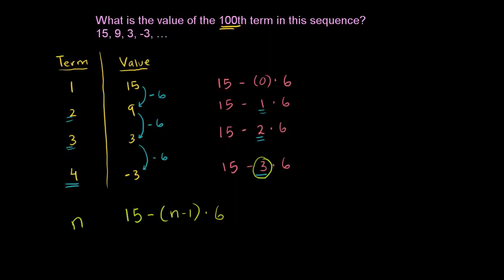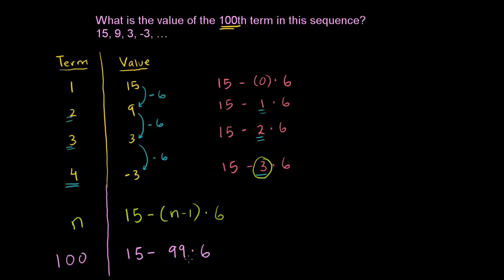The 100th term in our sequence, I'll continue our table down, is going to be 15 minus 100 minus 1, which is 99, times 6. I just followed the pattern. For 1, you had a 0 here. For 2, you had a 1. For 3, you had a 2. For 100, you're going to have a 99 here.